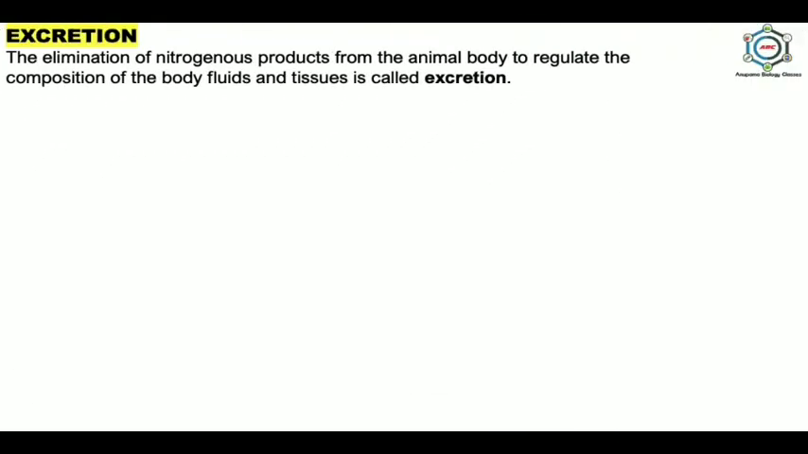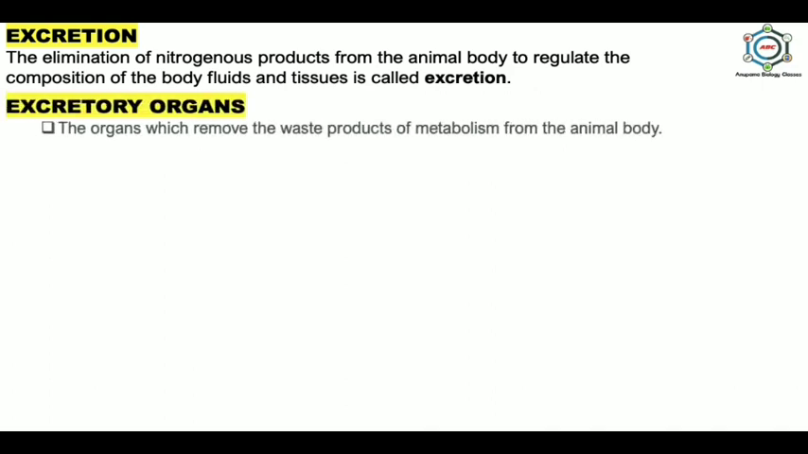Now, excretion. The elimination of nitrogenous products from the animal body to regulate the composition of the body fluids and tissues is called excretion. These nitrogenous waste products are formed by the breakdown of proteins and nucleic acids, and these materials must be eliminated from the body because they are toxic. So for this waste material there are some excretory organs in our body, and the organs which remove the waste products of metabolism from the animal body are called excretory organs, which are of two types.